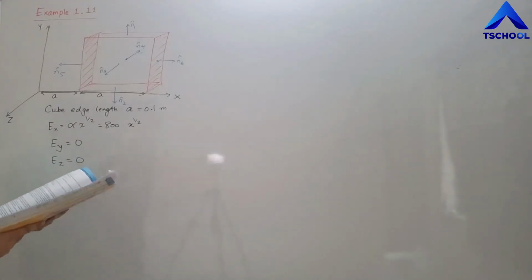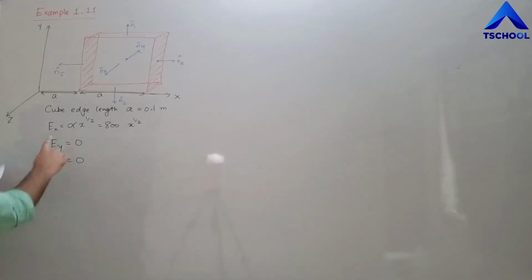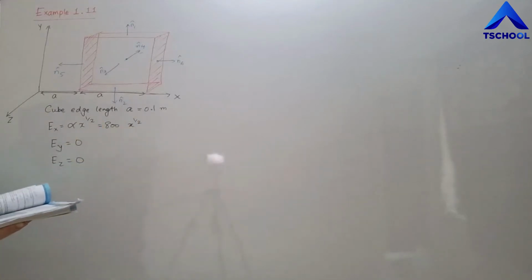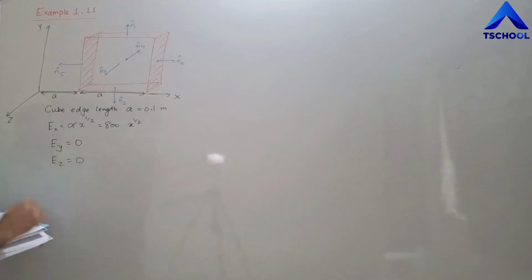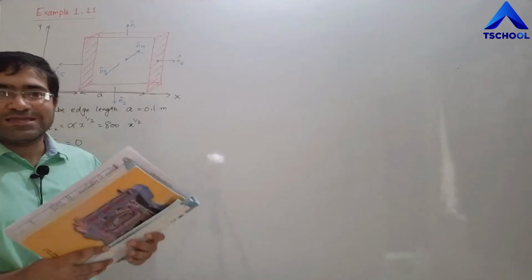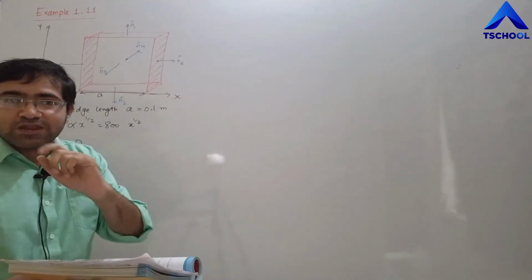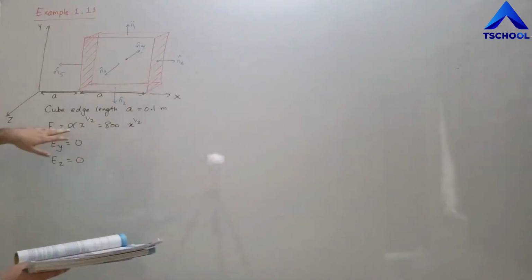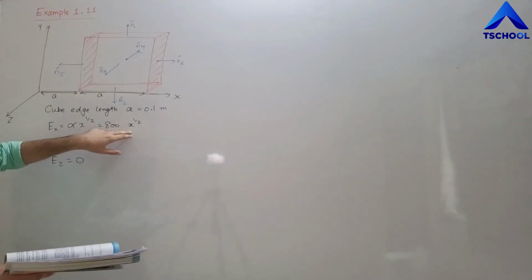Well, here's the question. The electric field components in this figure are Ex, which is alpha x raised to 1 by 2, or 800 x raised to 1 by 2 because alpha is 800, Ey equal to 0, Ez equal to 0. What this means is that the electric field is only in the x direction, it's not in the y nor in the z direction, right? So, all the electric field is in the x direction. It's not uniform, as you can see, because it depends on x, right?